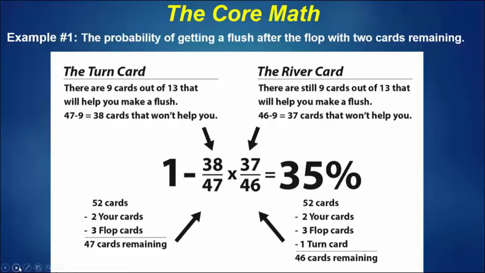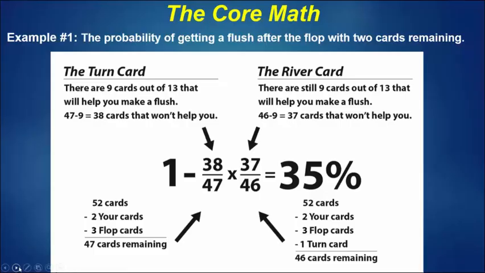Let's dig deeper. The first event is the turn card. There are two cards of the same suit in your hand and two cards of the same suit on the board. That makes 4 cards of the same suit. You need one more card of the same suit to get your flush. Since there are 13 cards per suit, 13 minus 4 equals 9 cards that can help you make a flush.